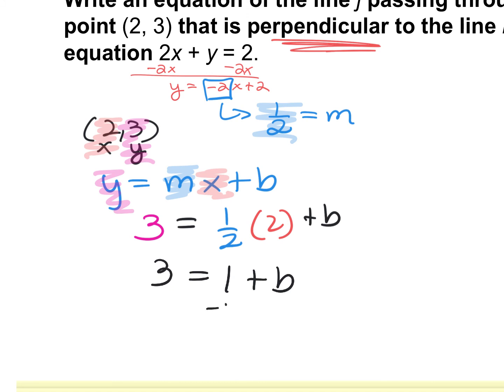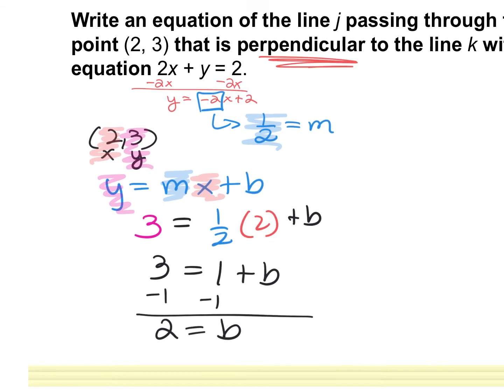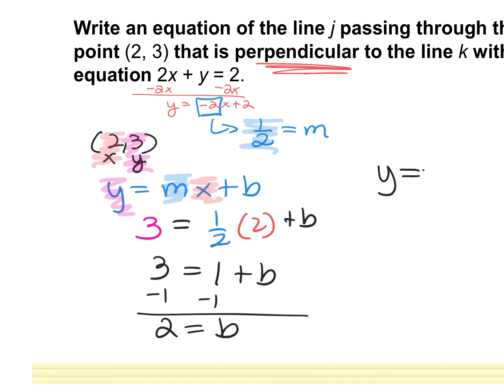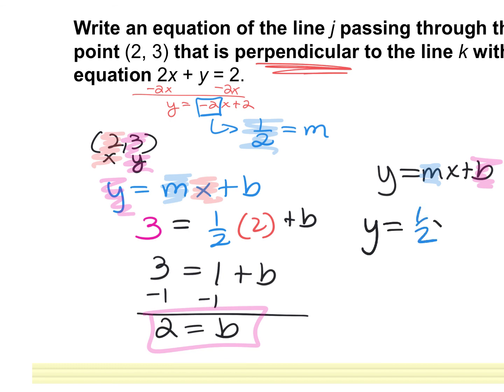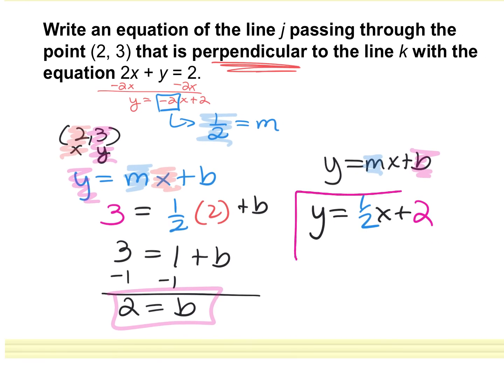And then I have to subtract 1. And the b of this new equation, or the y-intercept, is positive 2. Now again, I'm going to rewrite y equals mx plus b again, but this time I'm only replacing the m and my newly found b. So y equals 1/2 x plus 2. And this line is perpendicular to that one.